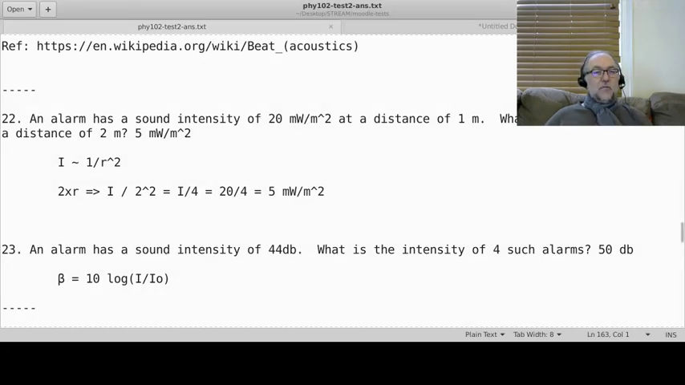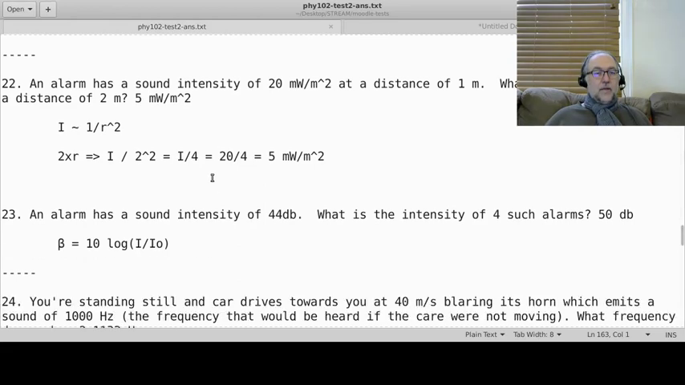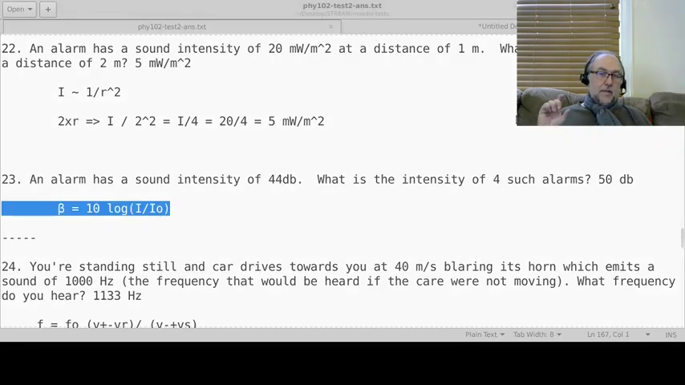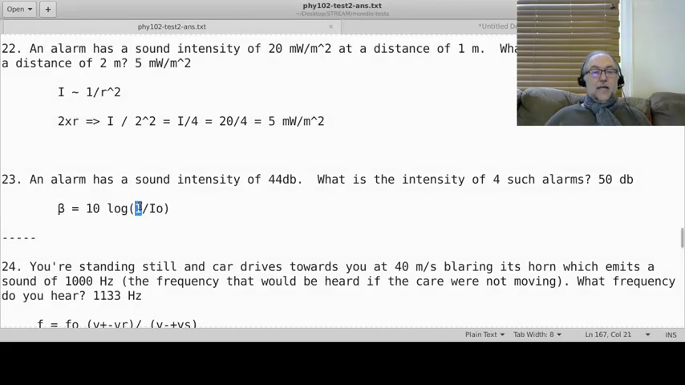So, question 23 was about intensities in decibels. This is the formula right here that converts between linear intensities and intensities in decibels, which is a log scale. Let me tell you what the numbers are in here. That's the intensity in watts per meter squared, exactly like the intensity up here, same units. I naught is a reference, which we don't even have to worry about because it just drops out of the equation.